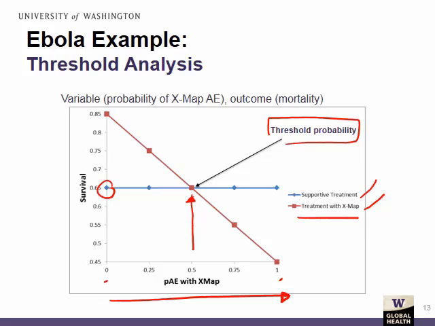And anything in terms of probability of adverse events with XMAP that is beyond 0.5 means that you would rather use supportive treatment instead of treating with XMAP, because that would be what would maximize survival. So if the plausible range for XMAP was from maybe 0 to 0.6, it would mean that the results of the model are sensitive to the range in probabilities of adverse events with XMAP.